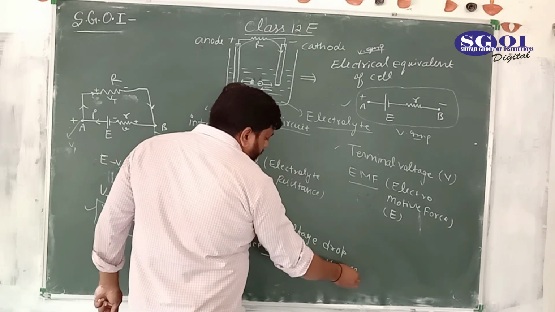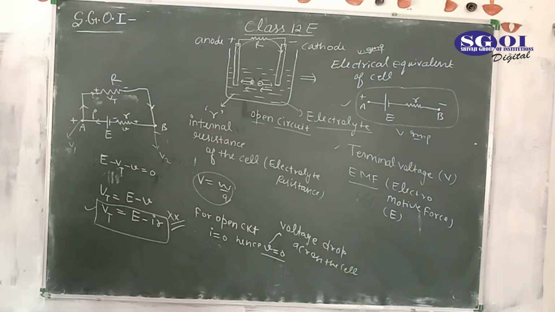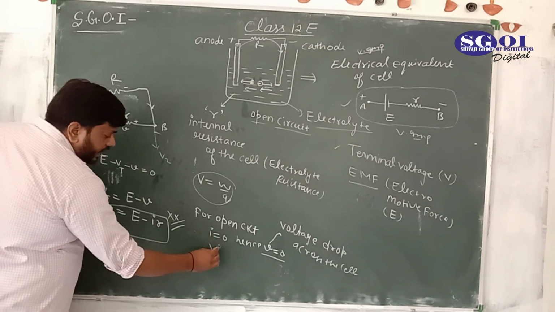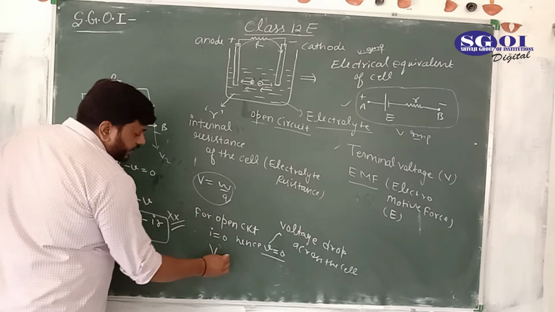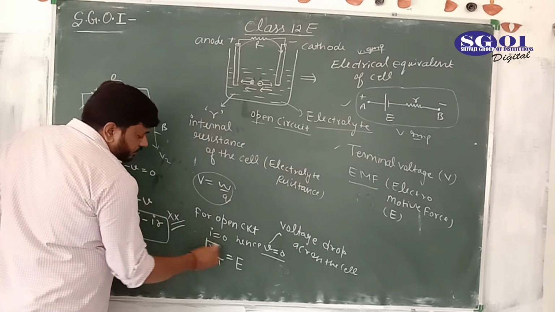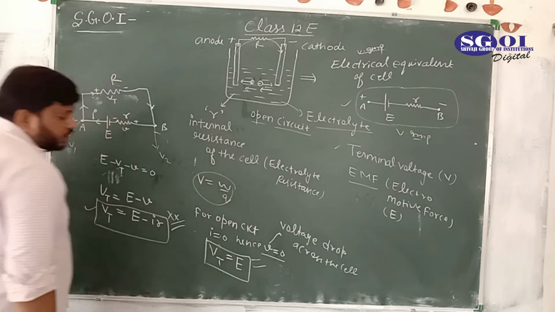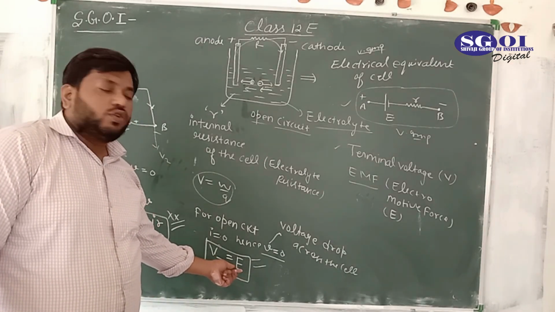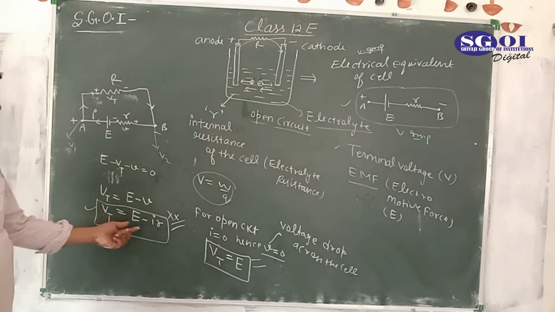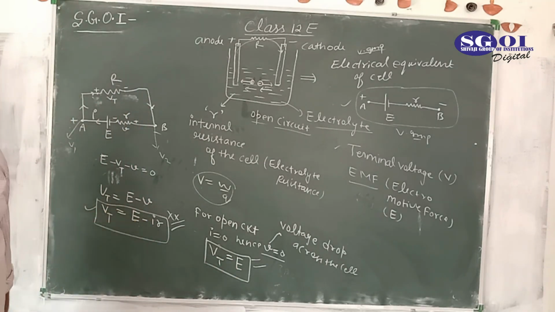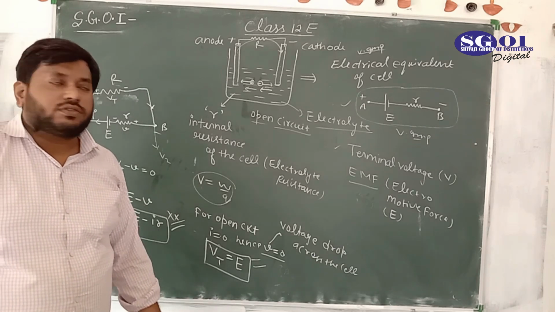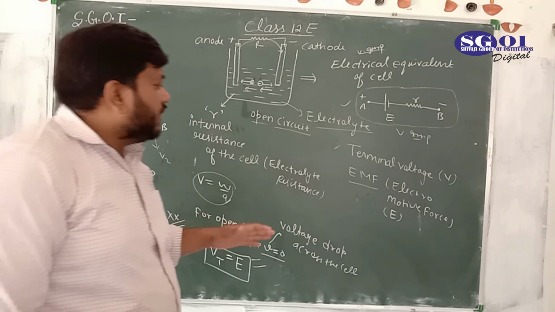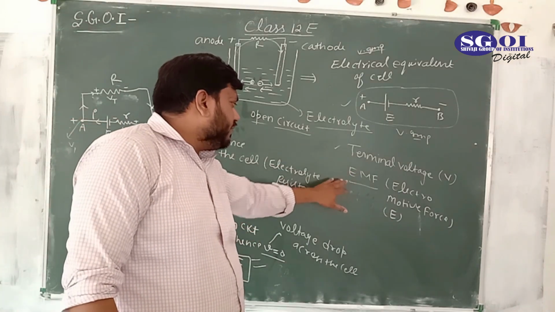We can say internal resistance. So VT equals E minus I r. Here, when I equals 0, VT equals E. So for an open circuit, the terminal voltage is equal to the electromotive force, but when the circuit is closed, it is always less than the electromotive force.